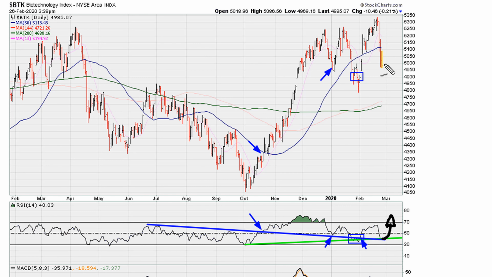Otherwise, as we go forward, if we end up breaking below those two lines, then what that suggests is that this market is priming itself for an even deeper correction. And that's how you can use simple RSI lines.